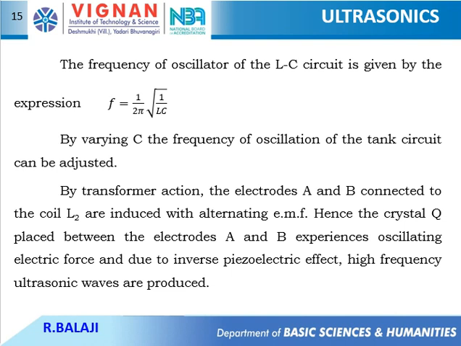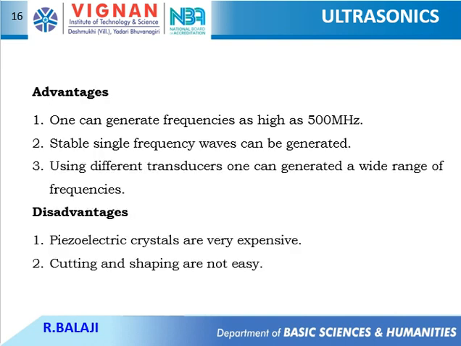Now, what are the advantages and disadvantages of this piezoelectric method? Advantages. By using this method, you can produce ultrasonic waves with frequencies as high as 500 MHz. Stable single frequency waves can be generated, which is not possible in the magnetostriction method. Using different transducers, one can generate a wide range of frequencies.